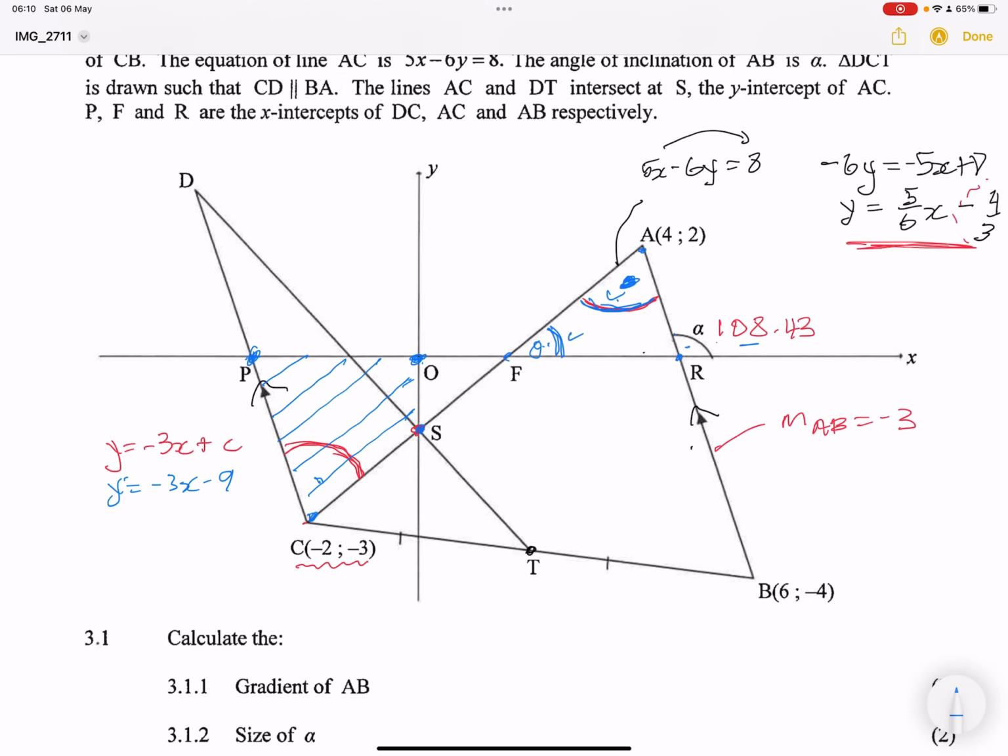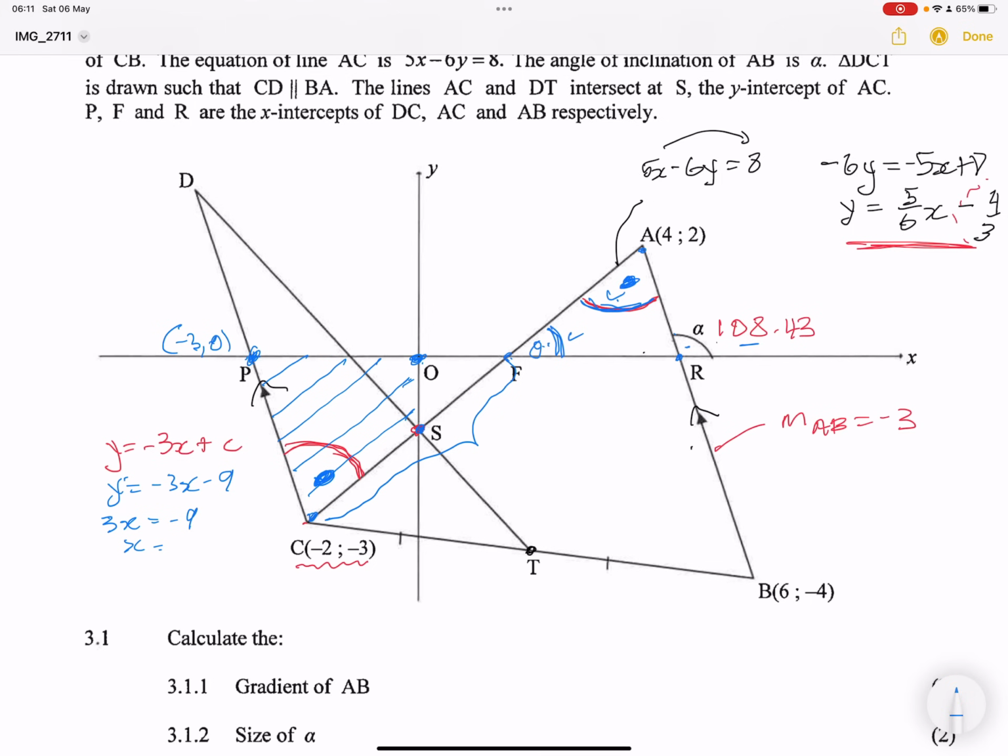We can find the x value at P very quickly by making y equal to 0. That's going to be 3x is equal to negative 9, and so x would be equal to negative 3. So this point here is negative 3 and 0. I'm going to use it because I already have this angle over here, and we can find the length of CF.